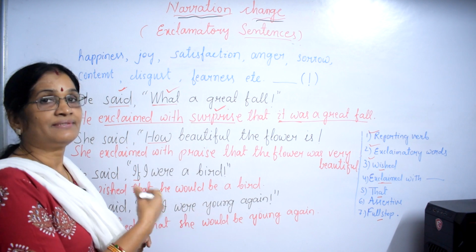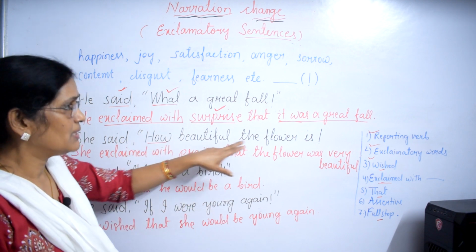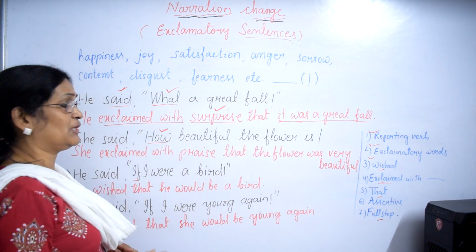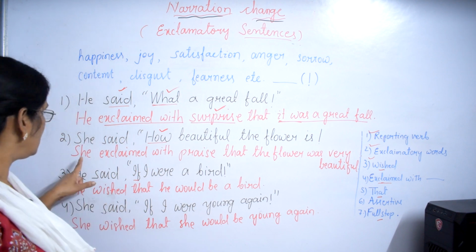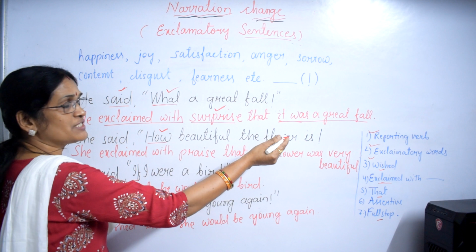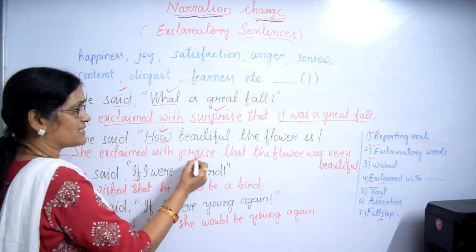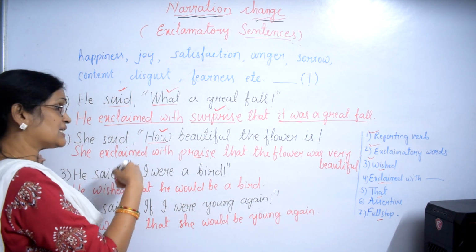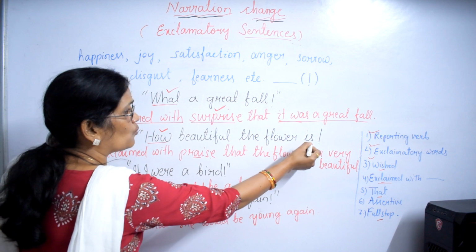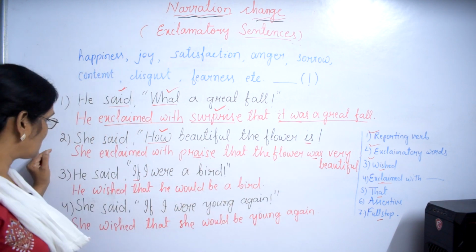This is the trick technique. He said, "How beautiful the flower is." How is the exclamatory word that will be removed in indirect speech. He exclaimed with... it expresses the feelings of praise. So, she exclaimed with happiness that the flower was, it will be was, very beautiful.